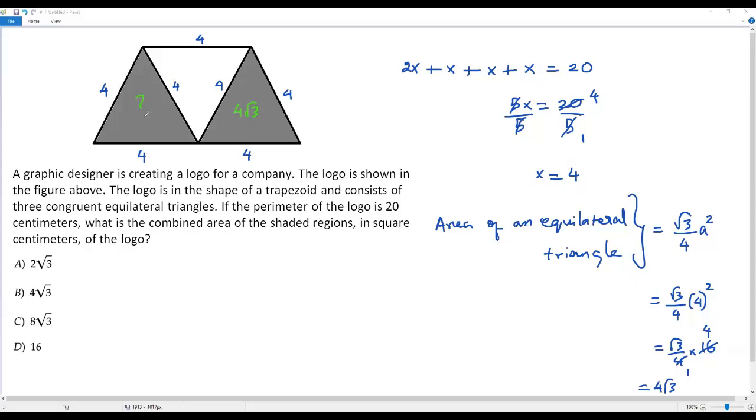Then what is the area of the second shaded region? This is also an equilateral triangle, congruent to the first one. So whatever area I got for the first shaded triangle, the same area I'll have for this one. Our aim is to get the combined area of the shaded regions, so I just add the areas of the two shaded regions: 4 times square root of 3 plus 4 times square root of 3, which gives 8 times square root of 3 square centimeters. We find 8 times square root of 3 in option C. The correct answer choice for this question is option C.